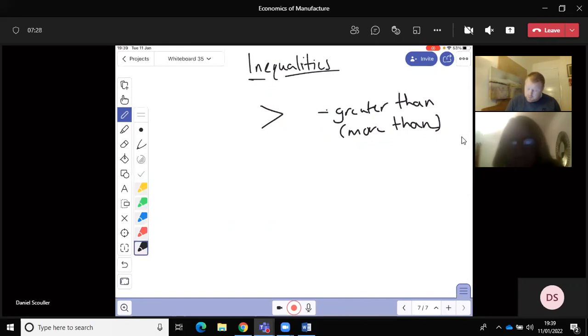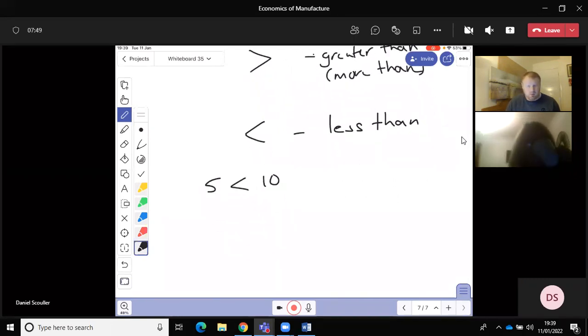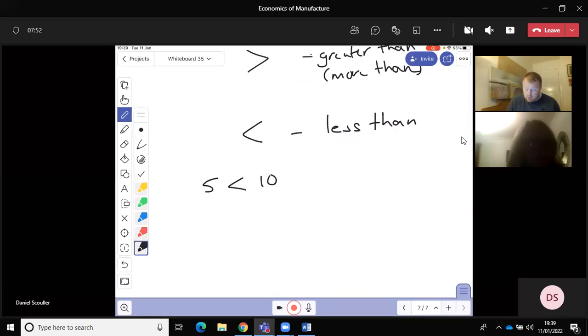The flip side of that, we can point an arrow in a different direction, and we can say that is less than. An equation that would work with that is 5 is less than 10. So we've just flipped that round. That's what that's telling me. And you can write it something like 3x is less than 7. That's what that's saying to me.